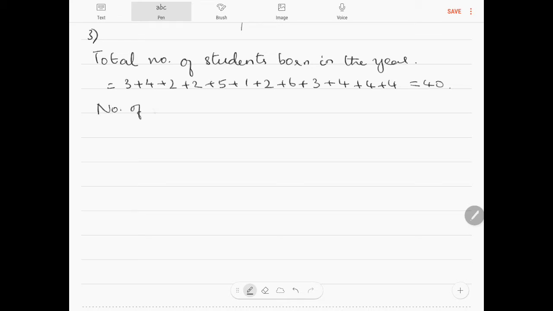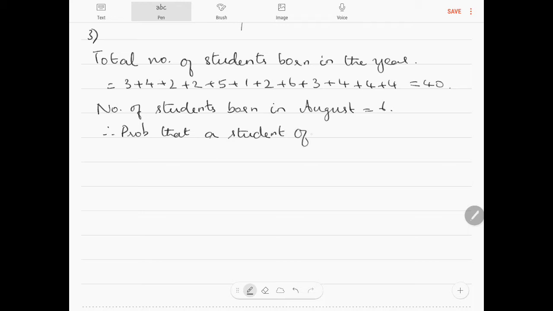So the number of students born in August is 6. Therefore, the probability that a student of the class was born in August is 6 by 40, which is nothing but 3 by 20.